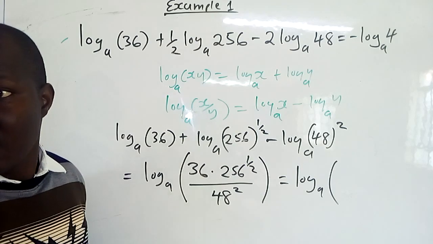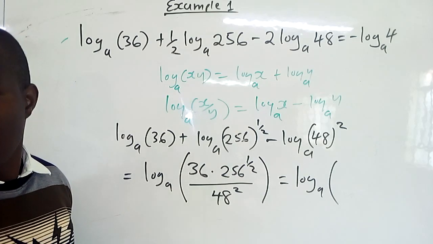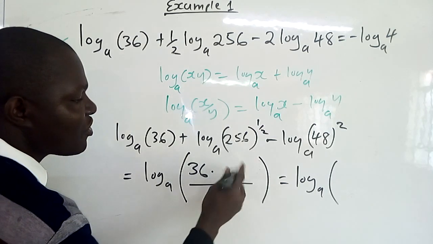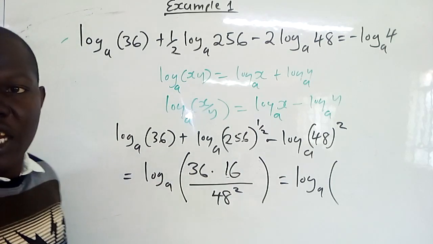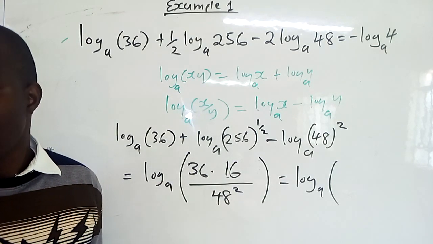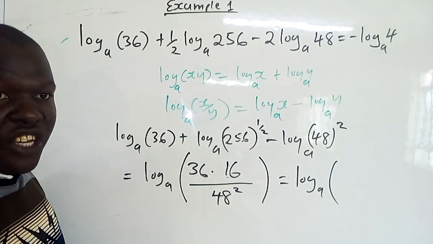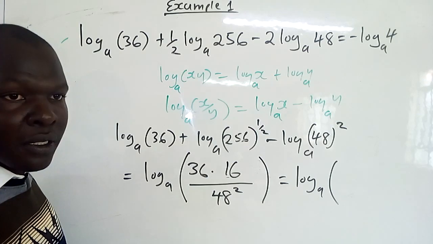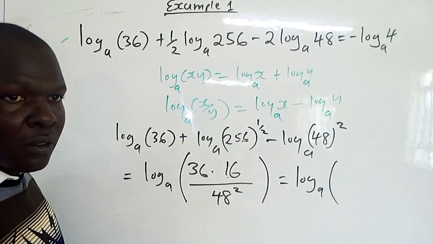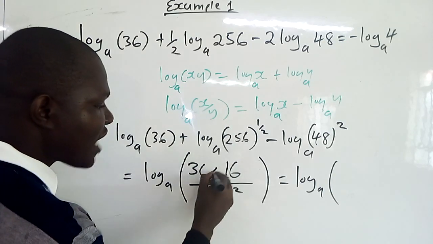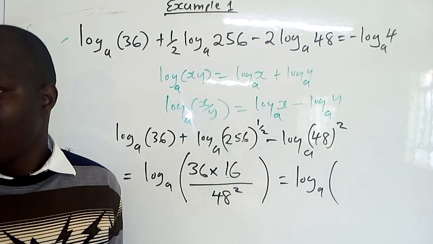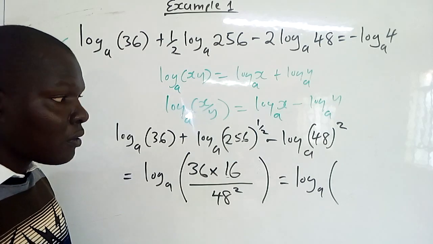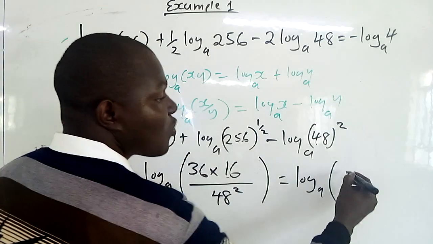256 raised to power half is the square root of 256, which is 16. So 256 raised to power half is 16. So it is like you have 36 times 16 divided by 48 squared. What do we have there? This is multiplication, but we normally use the dot. Simplifying the fraction, we get 1 over 4. So it is 1 over 4, isn't it?